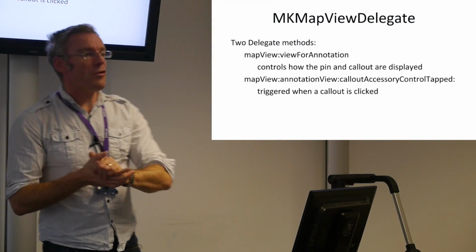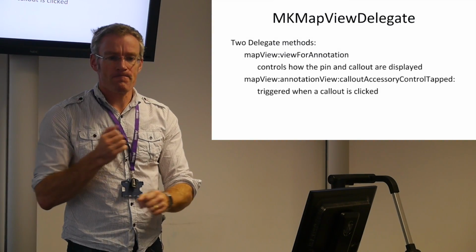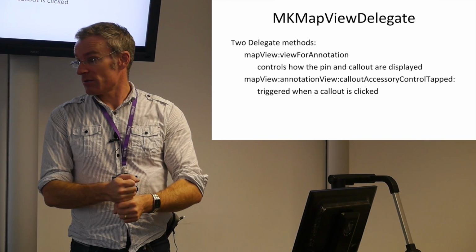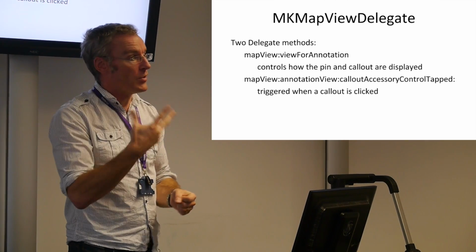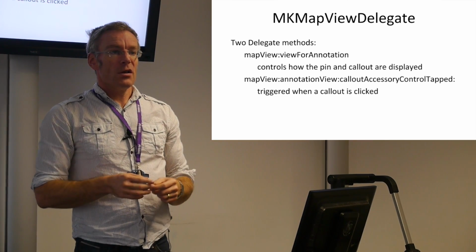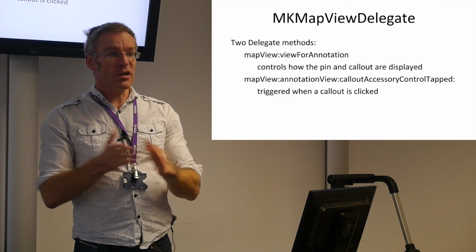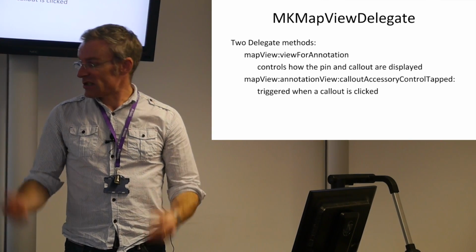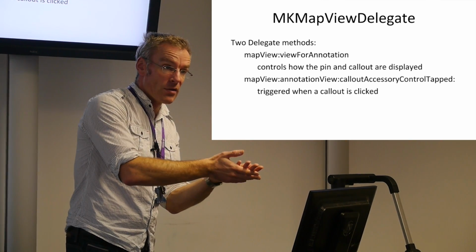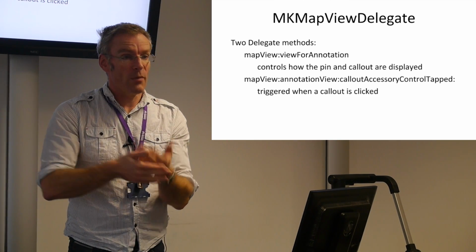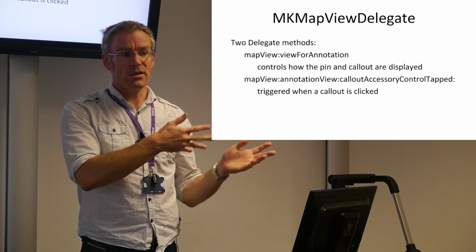So there are 2 really important delegate methods. The first one is what it looks like, how it's displayed. Does it have a button? Does it not have a button? Is it clickable? Does it have a title? Does it have a subtitle? And what gets displayed in it? The second one is what happens when we tap on it. So we're going to launch a view, aren't we? Somehow. We're going to use a segue, and we're going to trigger that segue manually.